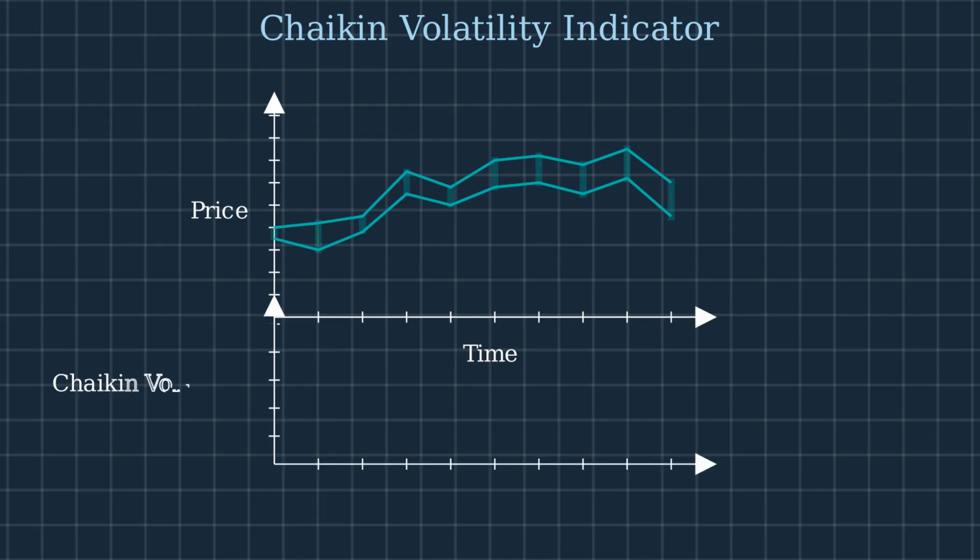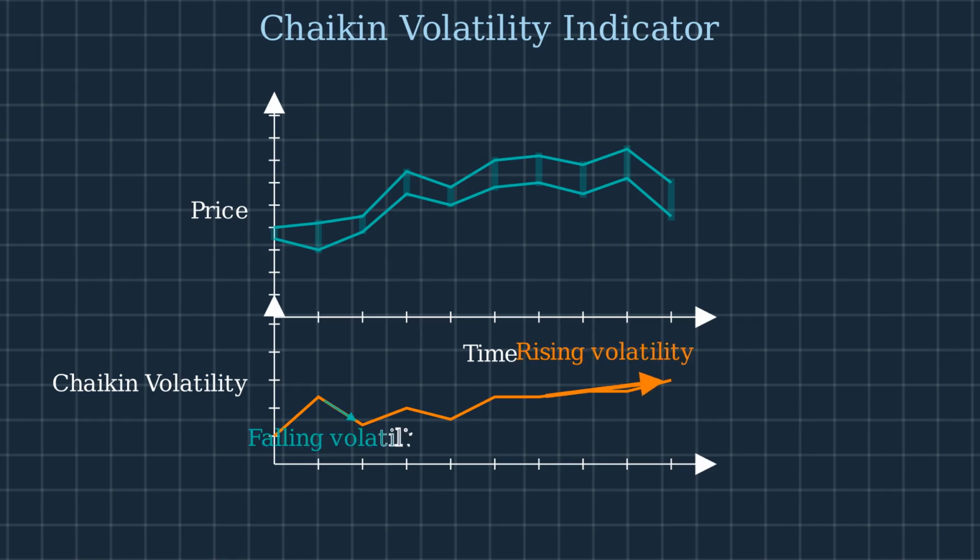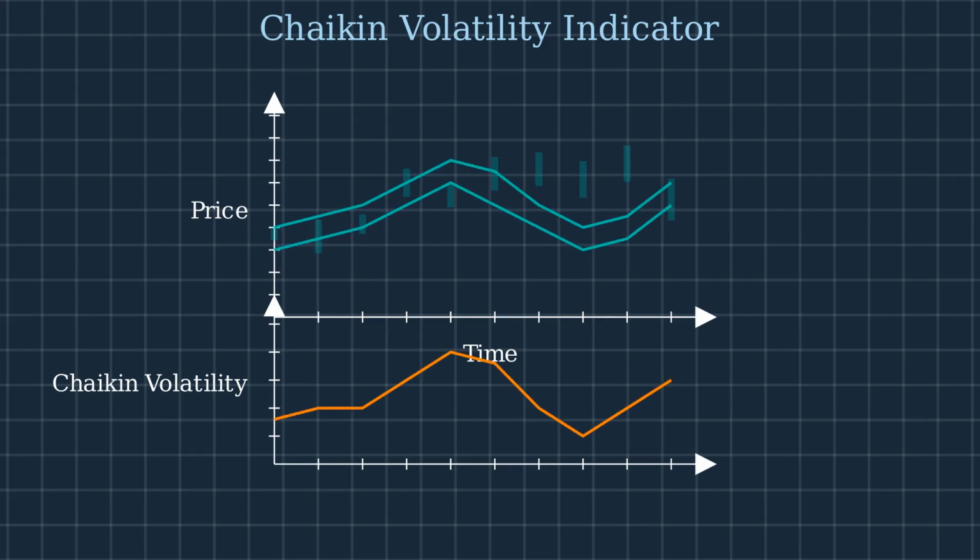The resulting Chaikin Volatility Indicator is displayed as a separate line below the price chart, making it easy to compare price action with volatility trends. When the Chaikin Volatility Indicator rises, it suggests increasing market volatility, often associated with market uncertainty. When it falls, it indicates decreasing volatility, which may signal market consolidation. Traders use the Chaikin Volatility Indicator to identify potential market tops and bottoms.